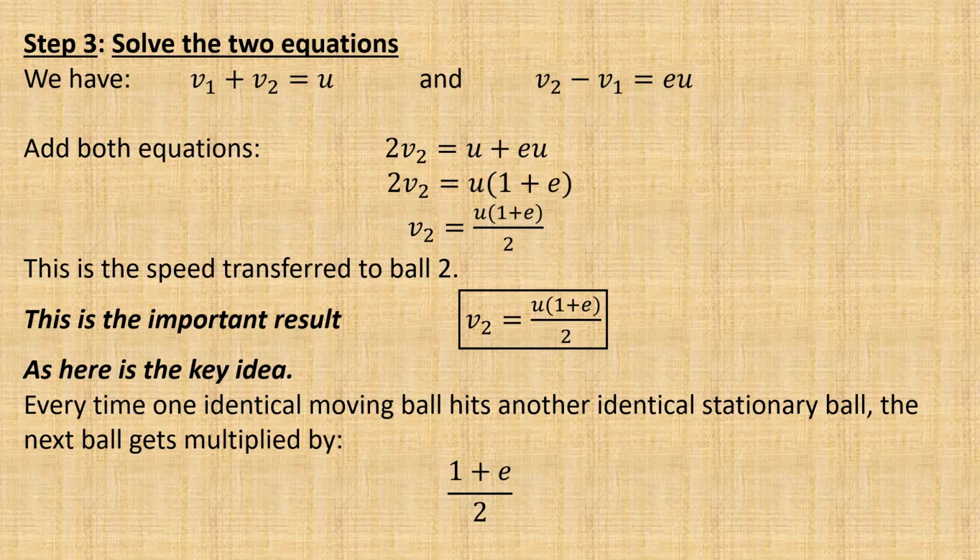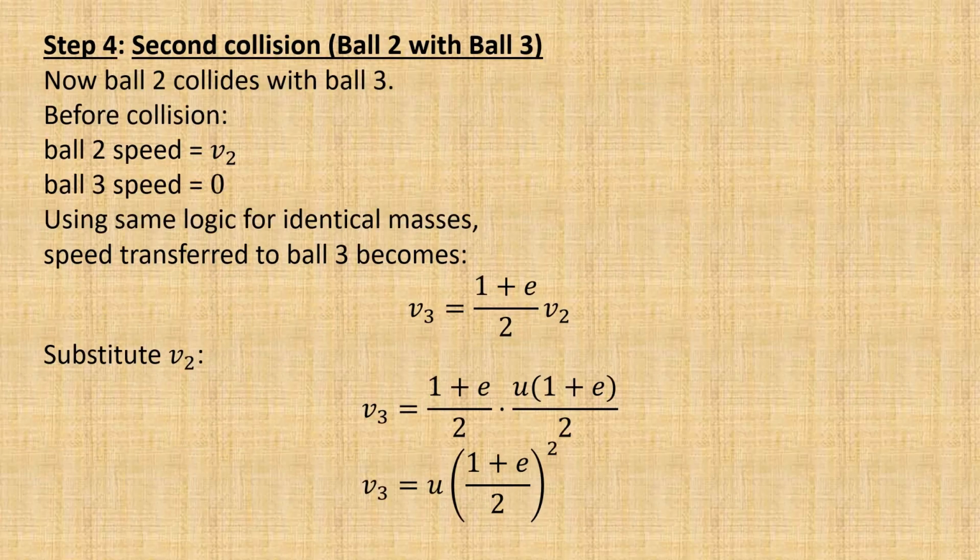This is the speed which is transferred to ball 2, and here we get a key idea: every time an identical moving ball collides with an identical stationary ball, the stationary ball receives a speed which is exactly (1 plus E) upon 2 times the speed of the incoming ball. Now this factor (1 plus E) upon 2 is going to play an important role in our forthcoming steps of the solution. Now ball 2 moves forward and collides with ball 3.